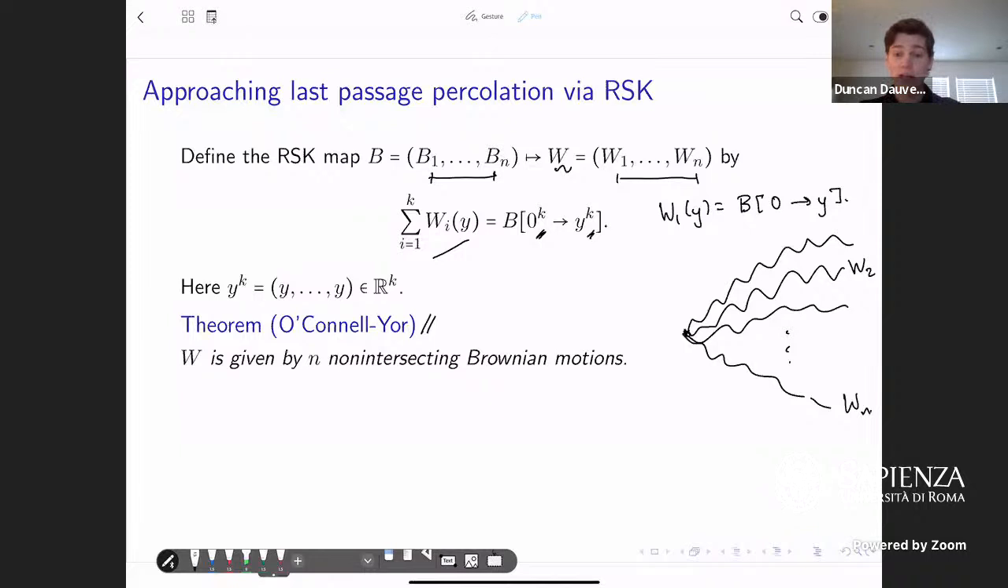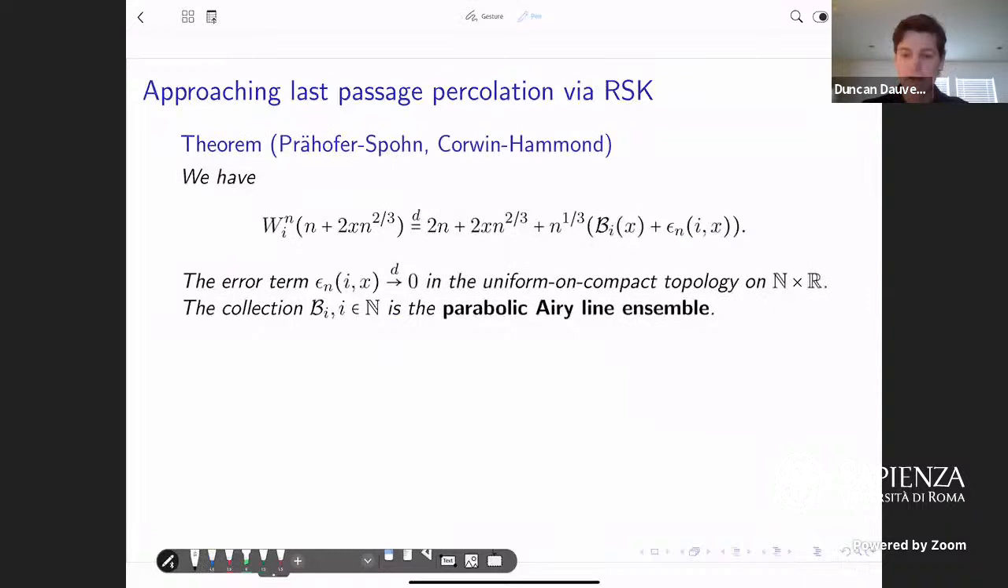You can take limits, and in particular, that allows you to take the limit of this last passage process from starting at location 0 and ending at some location y. And again, as Balint mentioned, this converges to an object. If you take the richest possible scaling limit of this melon, you get an object called the Airy line ensemble. So this is a theorem which in a slightly different model goes back to Prähofer and Spohn, and then the version I'm stating is due to Corwin and Hammond.